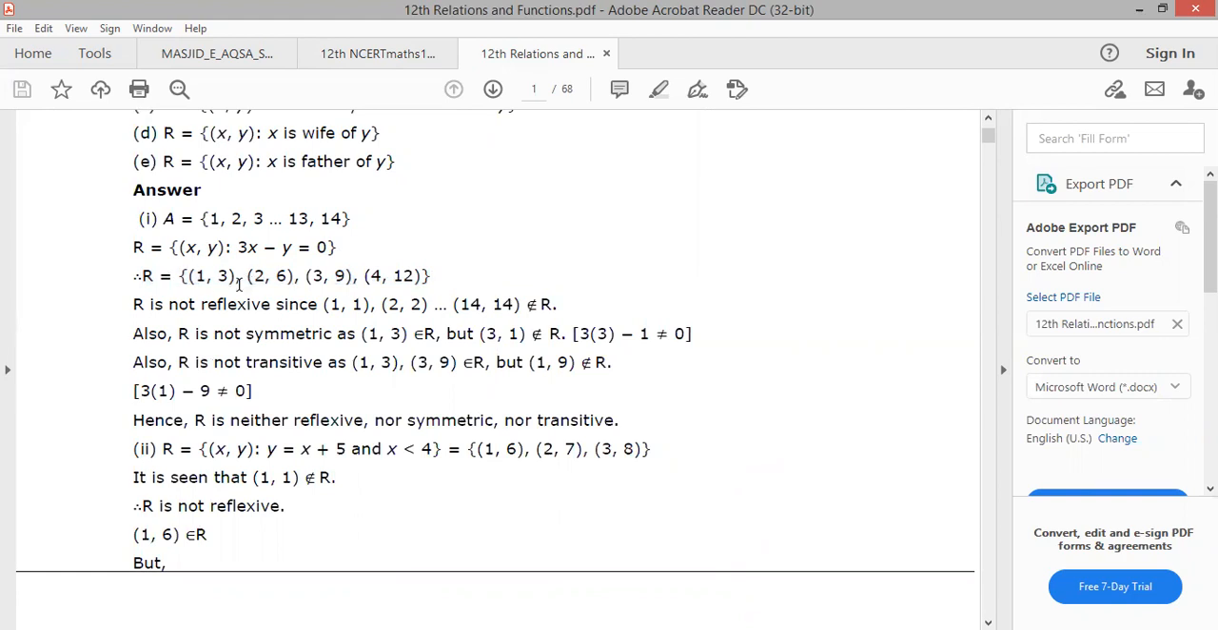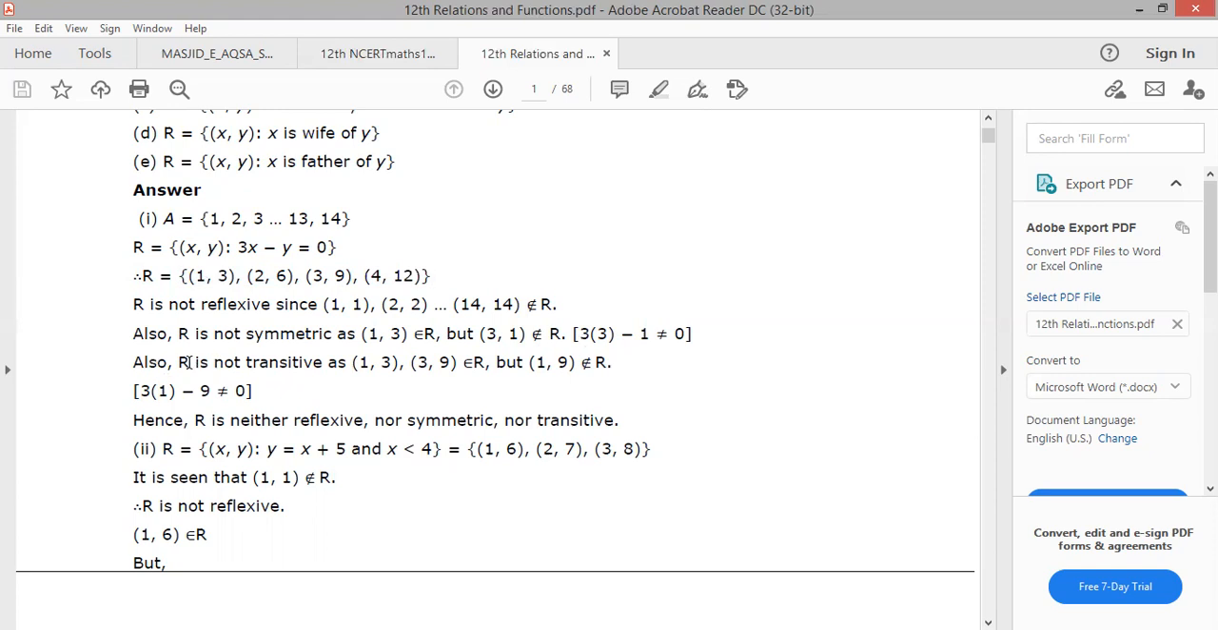You see that 1 is here, but 1 is not related to 1, so it's not reflexive. 1, 1, 2, 2, that means every element of this given set is not related to itself, so it's not a reflexive relation. Is it symmetric or not? Let's check. Here it's 1, 3. 1, 3 is present in the given relation, but 3, 1 is not there. So we see that it's not a symmetric relation.